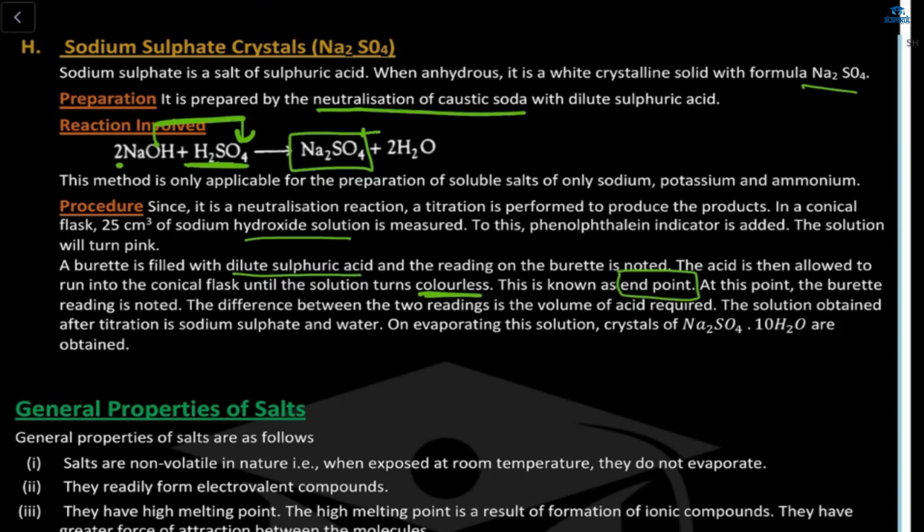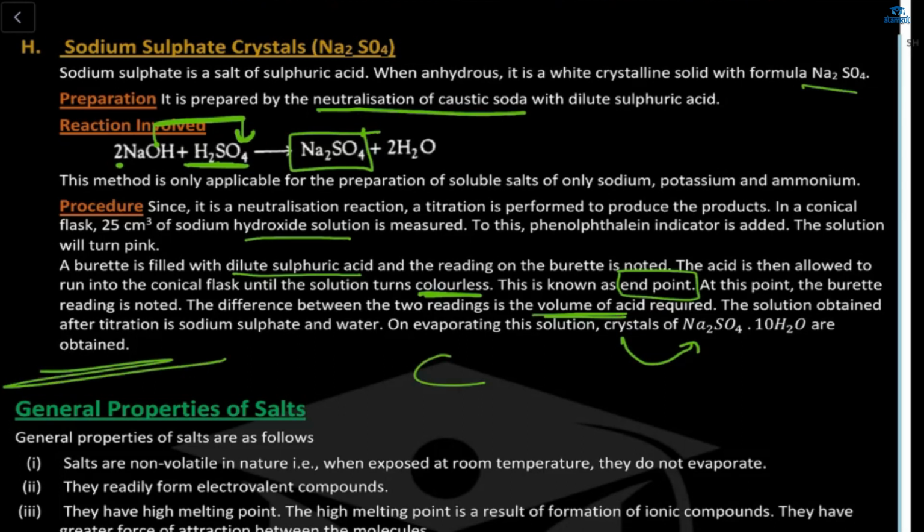So at this point, what will happen? You will read the note. The difference between the two readings, one was pink and the second one was colorless, is the volume of the acid. The solution obtained after titration of sodium sulfate and water, after that the crystals of sodium sulfate are obtained.